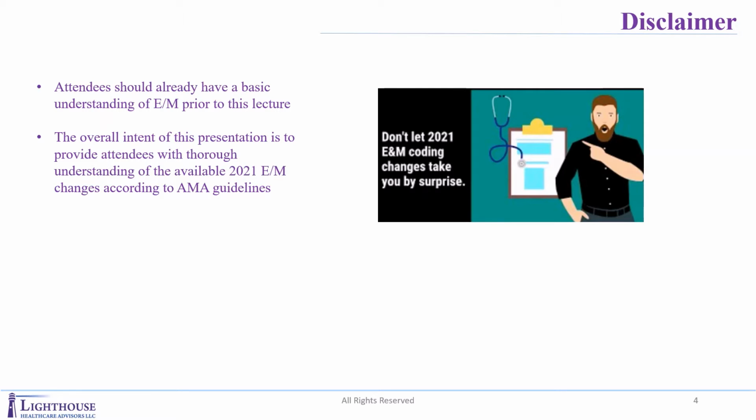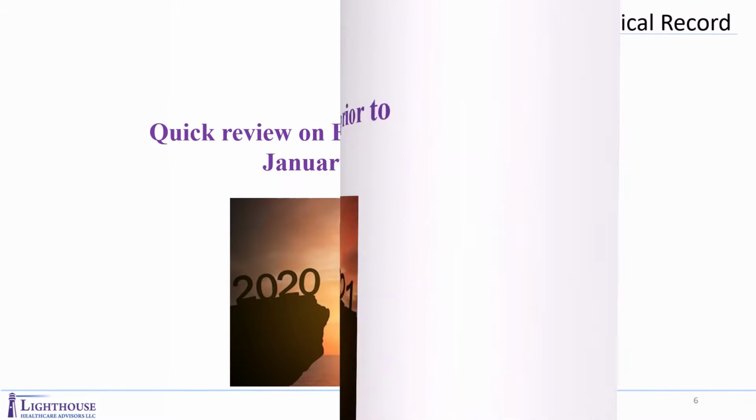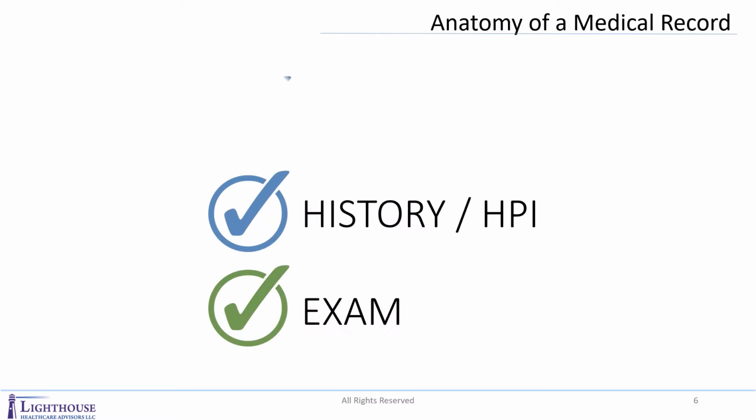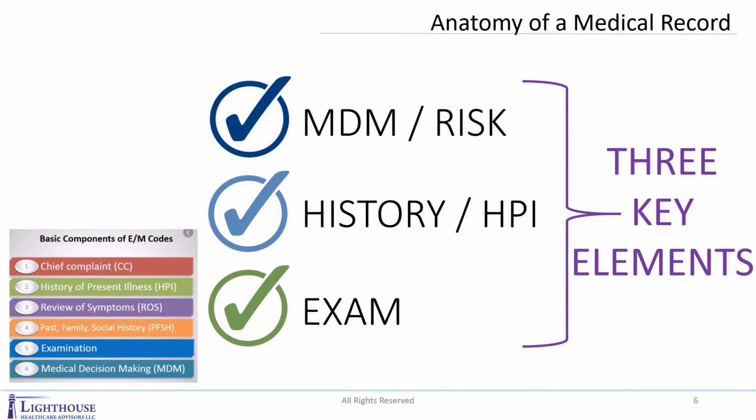Now let's see what the 2021 changes for E&M are. Let's get started. Before we see the 2021 changes, let's take a quick glance at E&M prior to 2021. Prior to January 1st, there were 3 key components to decide on an E&M level. They are history, examination and medical decision making. A good medical record will have all these 6 elements: chief complaint, HPI, ROS, PFSH, examination, MDM.